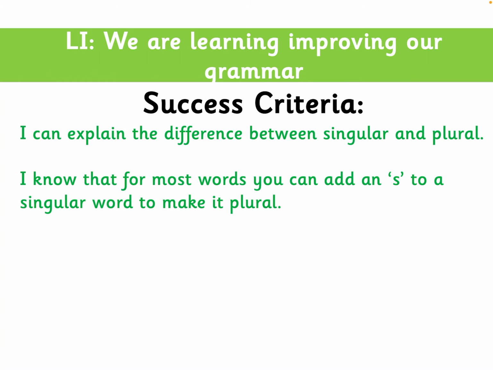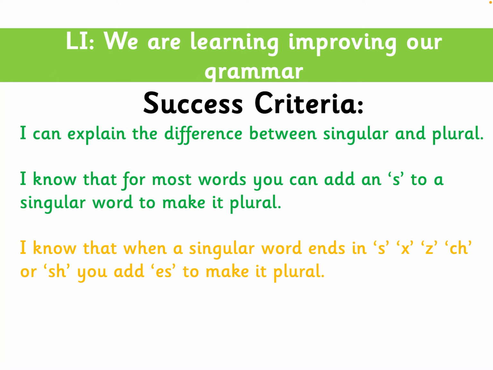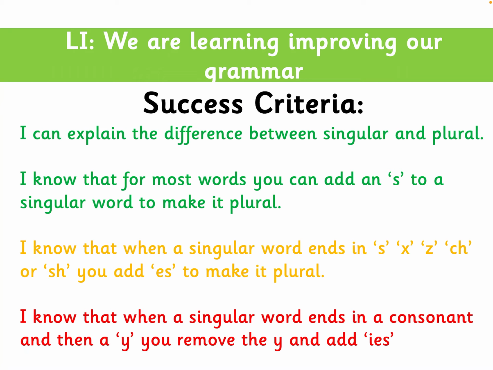That you know for most words you can add an S to a singular word to make it plural. That you know when a singular word ends in an X, Z, ch or sh, you add ES to make it plural. And you know when a singular noun ends in a consonant and then a Y, you remove the Y and add IES. Now, this will make more sense when I go through the lesson.